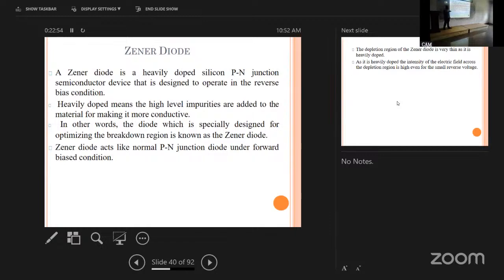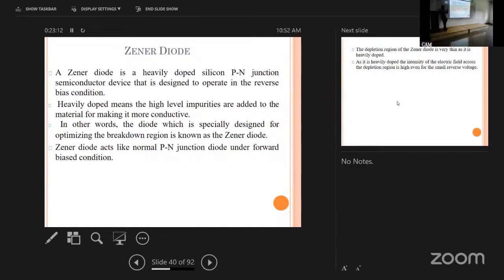So in certain applications, I require to operate the diode in reverse bias mode also. A diode will not conduct in reverse bias mode. Yes. So in certain operations, I require to operate in reverse bias mode also.